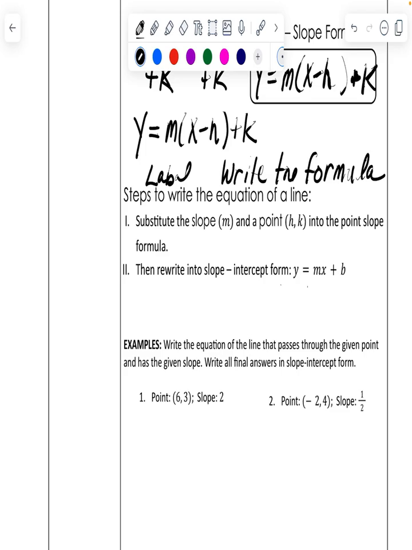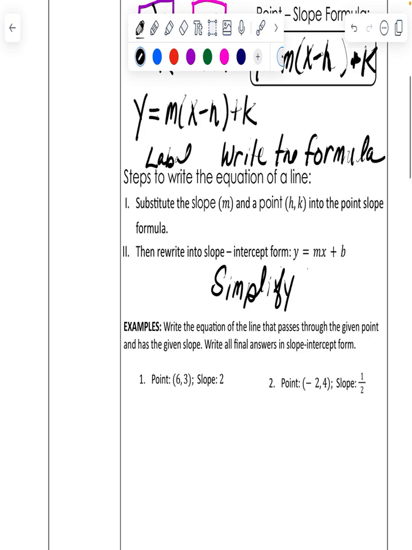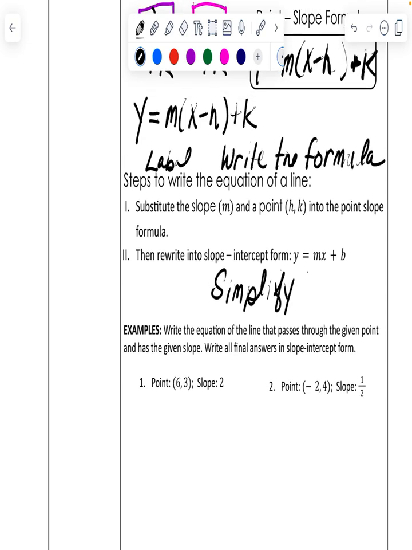All right, great. So we're going to substitute the slope with m. We're going to substitute our h and our k, which will be our point. And then we're going to simplify. And when we simplify, we'll be in the slope-intercept form of y equals mx plus b. So let's go through some of these. Our directions tell us we must label. So we have to have the h and the k. And m is our slope.